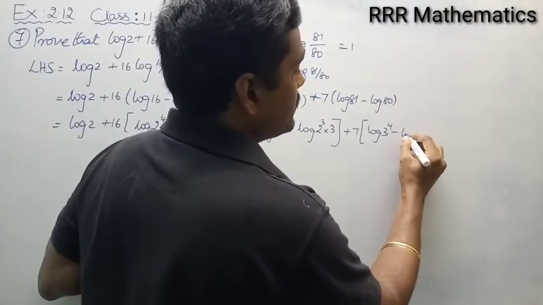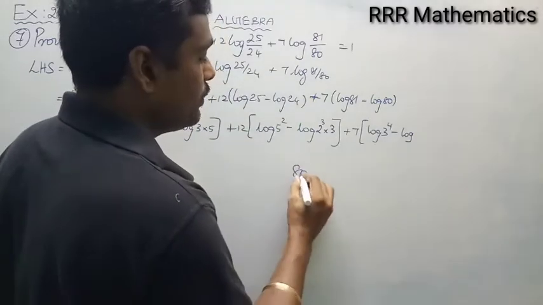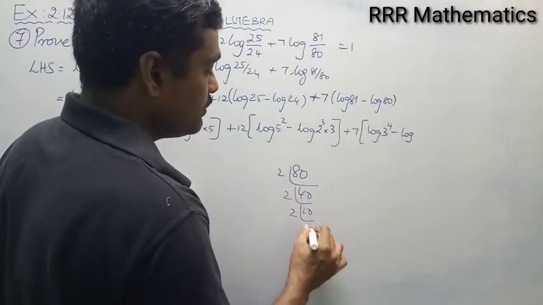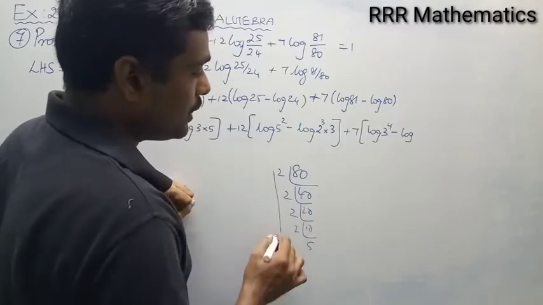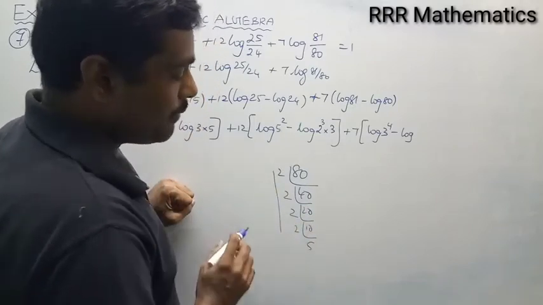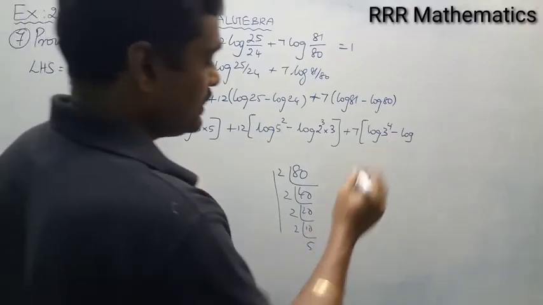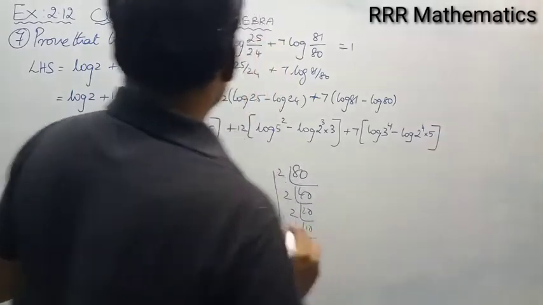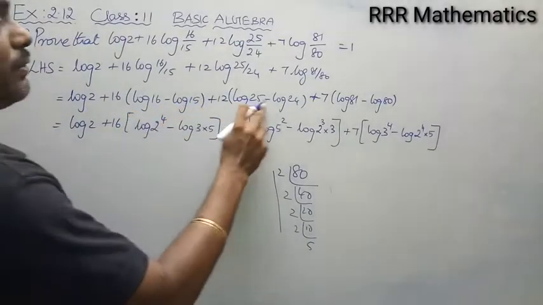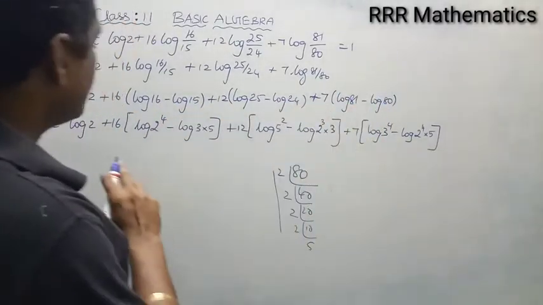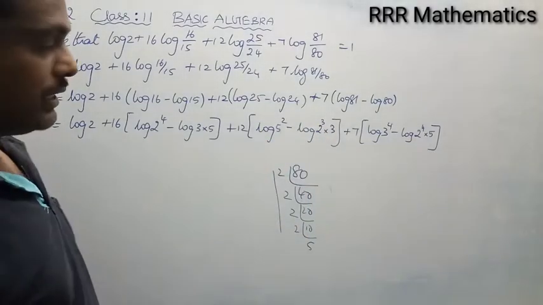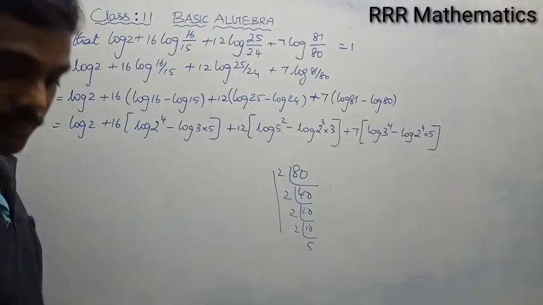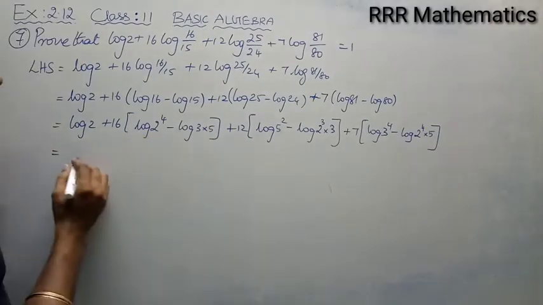Now 80. I will factorize in front of you: 2 times 40, 2 times 20, 2 times 10, 2 times 5. So I have 2 power 4 into 5. What is 2 power 4? 16, and 16 fives are 80. So 2 power 4 into 5. Every number, 16, 15, 25, 24, 81, 80, can be written as a product of prime factors. Is it clear? Now multiply inside.